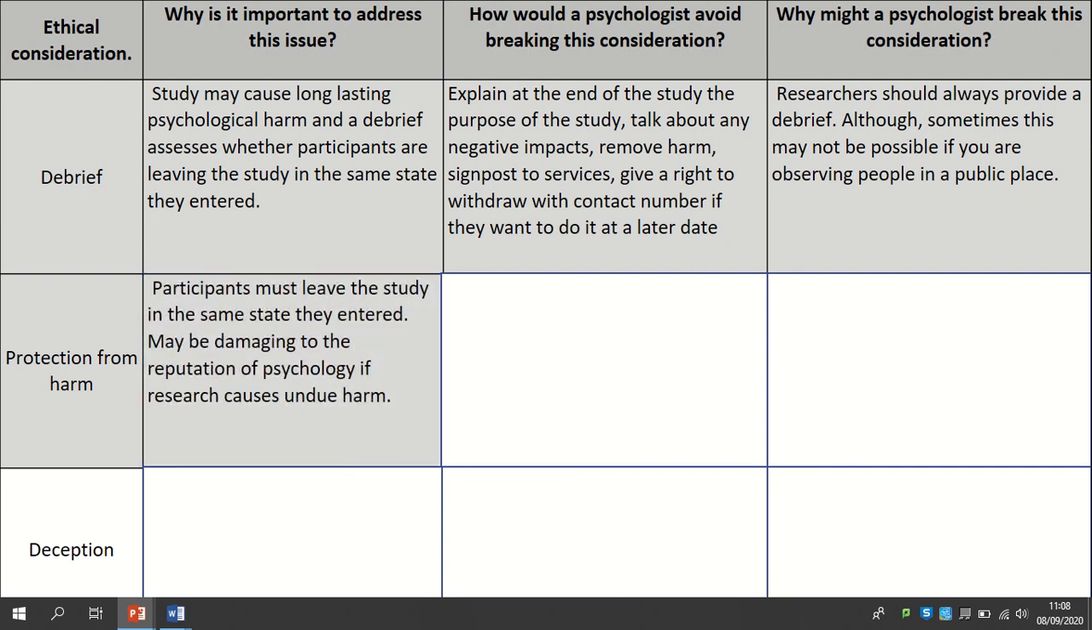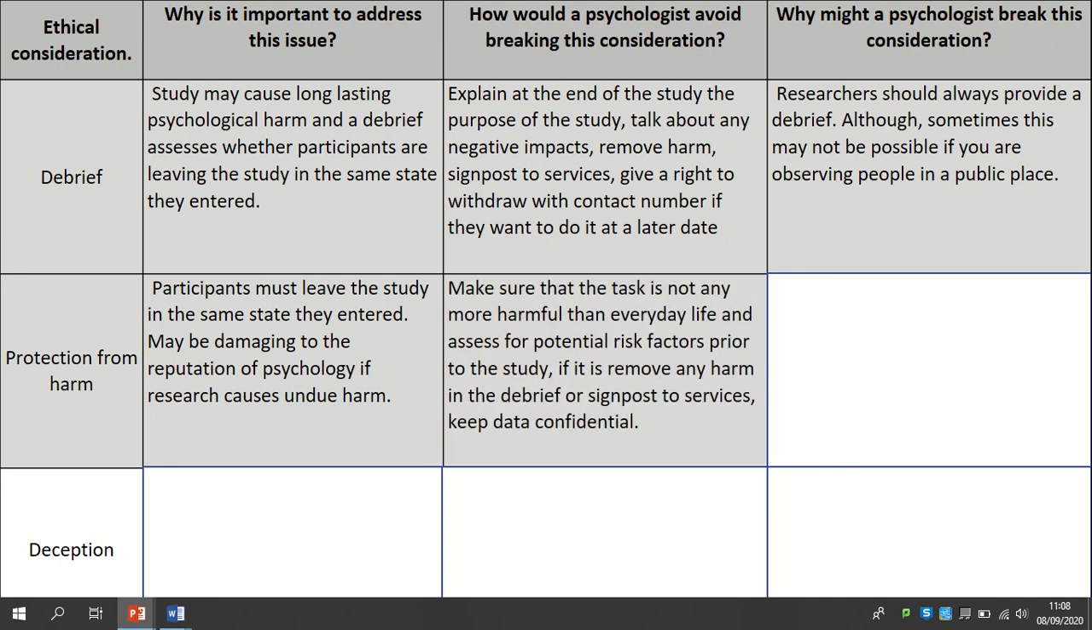Why is it important to address the issue of protection from harm? Because again, they should leave the study in the same state they've entered it. It may be damaging to the reputation of psychology if the research causes undue harm. How might a psychologist avoid breaking this consideration? Making sure the task that they do is nothing that they wouldn't do in real life anyway. So that's really, really important for protection from harm.